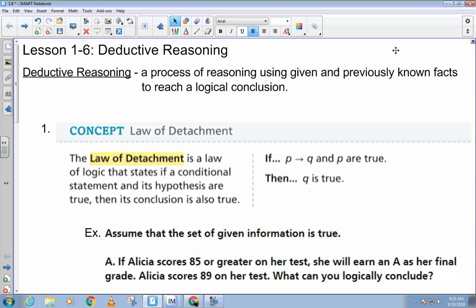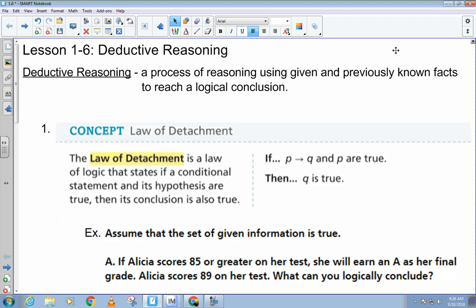About deductive reasoning. And remember, we talked about inductive reasoning last week. Inductive reasoning is a conclusion based on a pattern of events. No real logic involved there. Deductive reasoning is a process of reasoning using given and previously known facts to reach a logical conclusion. And there are two laws that we're going to talk about in deductive reasoning. It is the law of detachment and it is the law of syllogism.